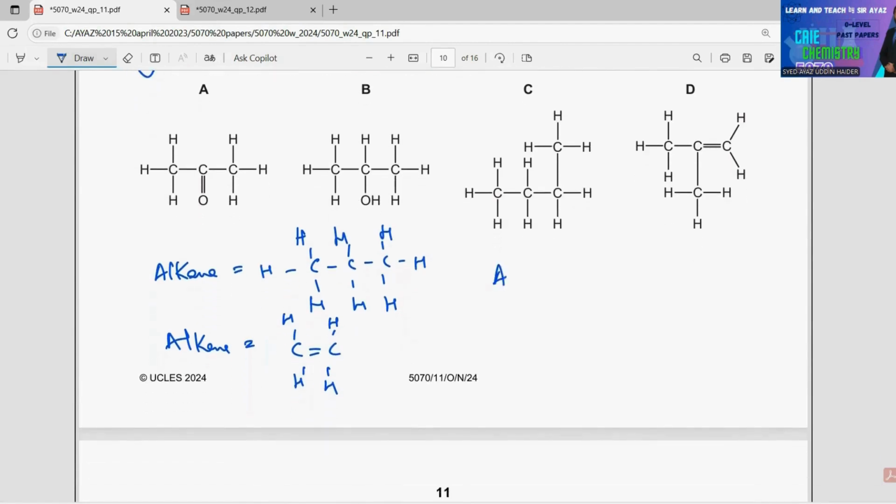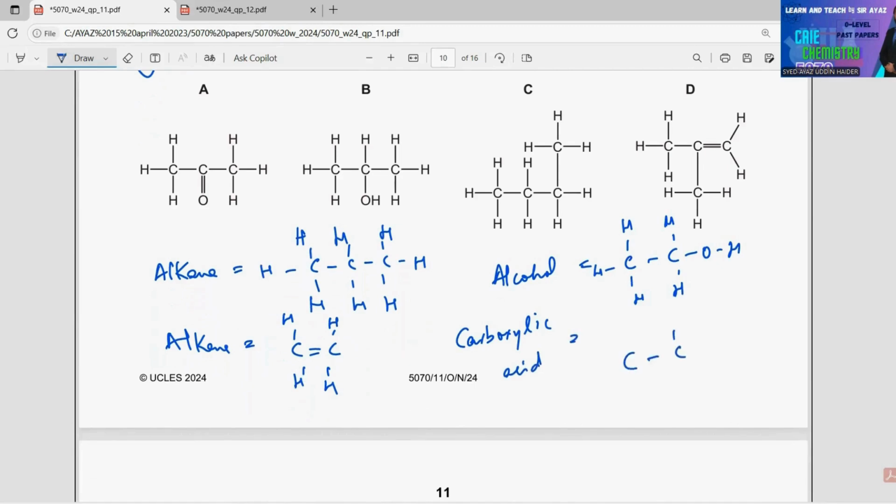There must be OH attached to carbon. What about carboxylic acid? There must be COOH in it, like that. COOH.